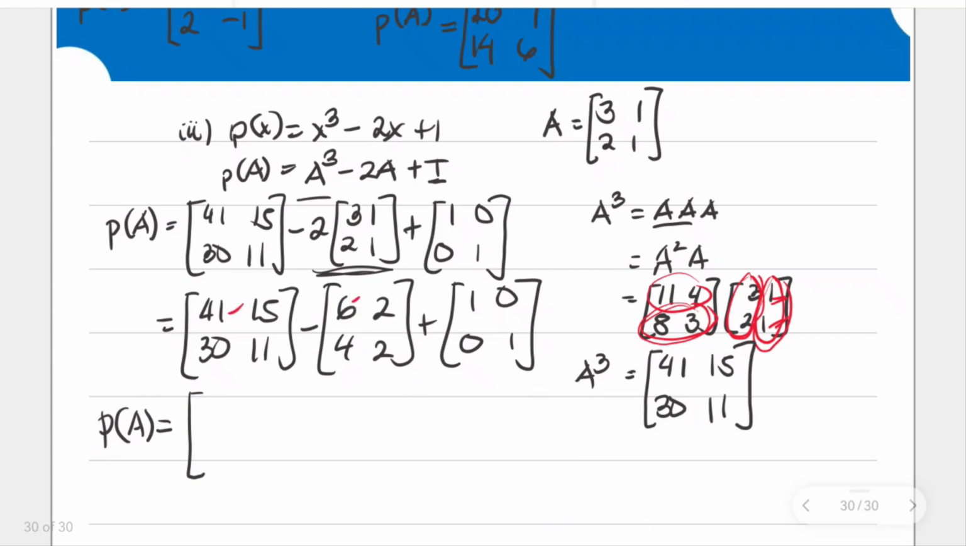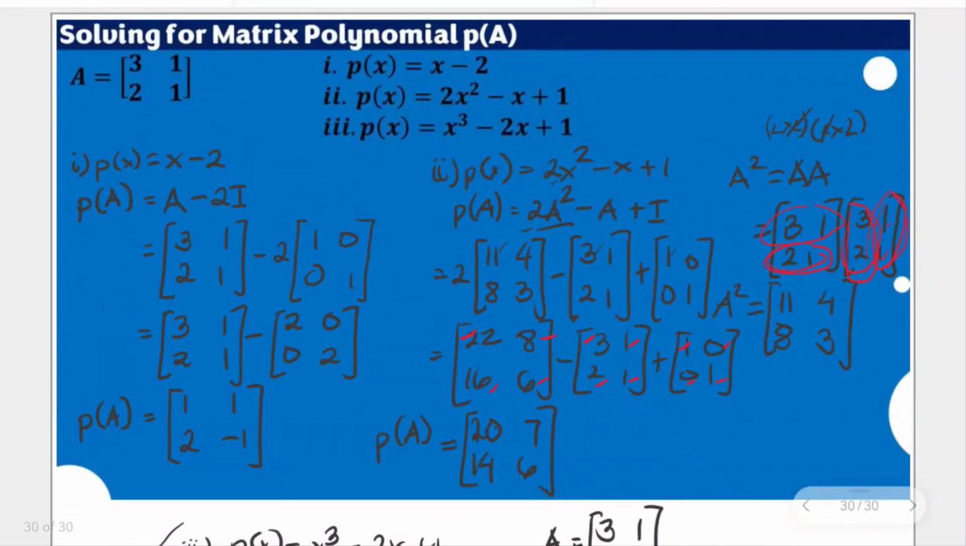41 minus 6 is 35 plus 1. That's 36. Next, 15 minus 2 is 13 plus 0, 13. Next, you will have 30 minus 4 is 26 plus 0, you will have 26. And finally, for the last, 11 minus 2 is 9 plus 1, you will get 10. So this is the matrix polynomial for this given equation here. So this is how we solve matrix polynomial for a specific matrix given.